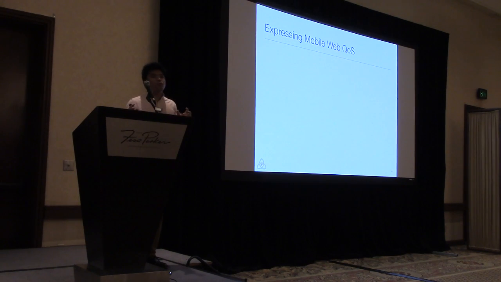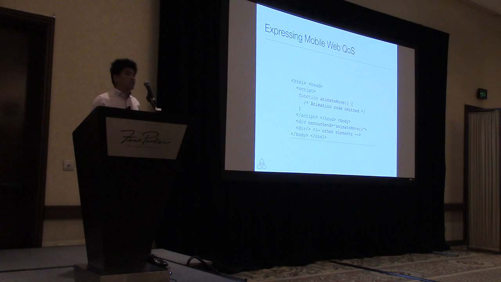Now with the knowledge of these two QoS abstractions, what I want to talk about next is how we actually express them in a web application. I'm going to do that using a running example. This is pretty much one of the simplest web applications that one can ever come up with. But it does illustrate some key components of a web app.